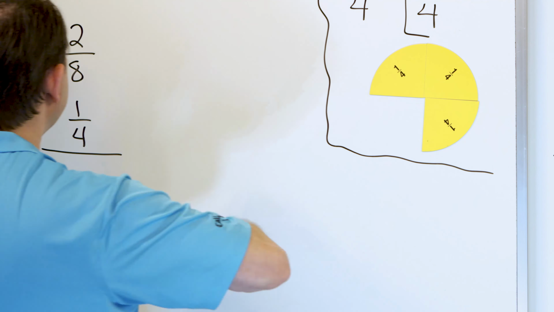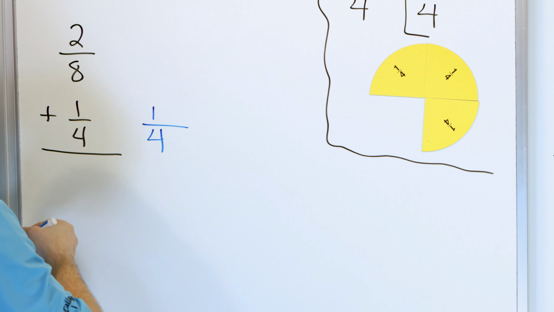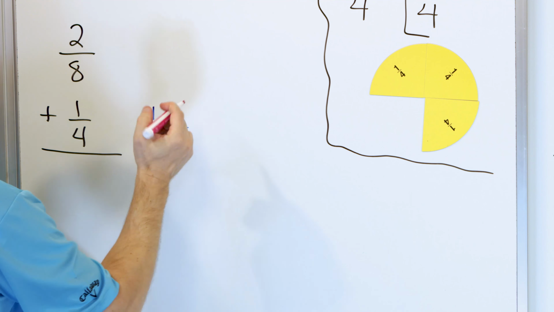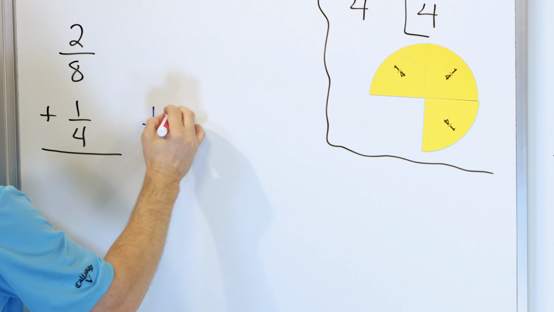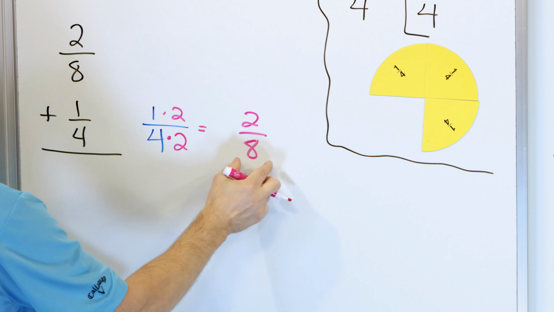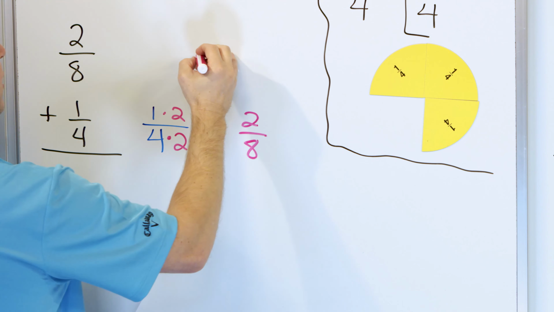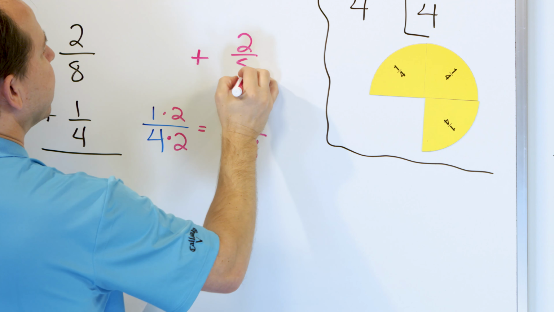So what I'm going to do is take the bottom fraction, the 1/4, and multiply top and bottom of this fraction by 2. It's going to give me 2/8. So 2/8 is exactly the same as 1/4. And so I'm going to add to that 2/8 from the top.